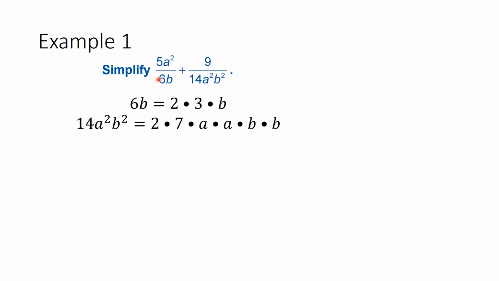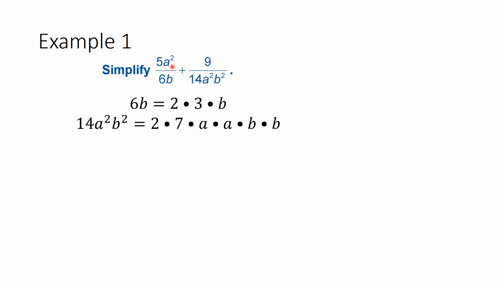I know that 6b, when factored out, is the same as saying 2 times 3 times b. And 14a squared b squared is the same as 2 times 7 times a times a times b times b. Now, when I compare the two denominators, I see that they have a 2 in common and just a b in common. And in order to make them match, I need to multiply them by whichever factor or variable it's missing. So, for example, 6b is missing 2 a's, a b, and a 7.